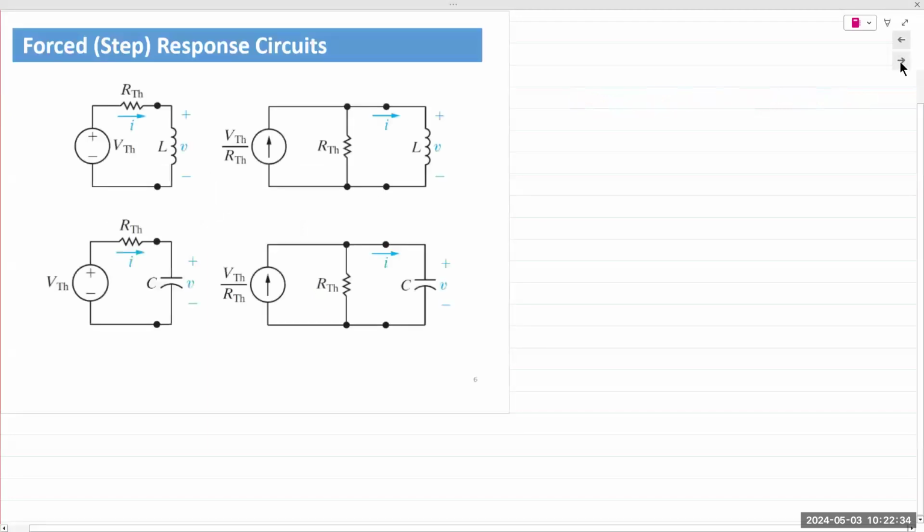Okay, so these are the step response, the charging circuits. In the charging circuits, we have a source connected. Here on the left, it's a voltage source, so a Thevenin equivalent.